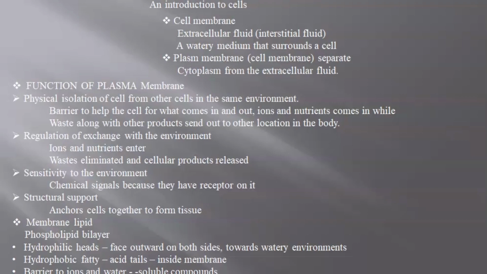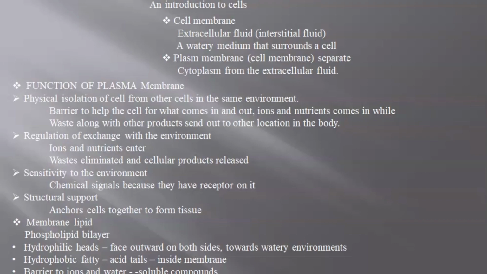The plasma membrane also helps to provide structural support that anchors cells together to form tissues. Structural support. It also anchors cells, meaning cells in the same environment come together and they are able to form tissues. And tissues in the same environment come together to form organs. Organs come together to form systems, and they are interrelated. That is how we are able to have compartments within the body.